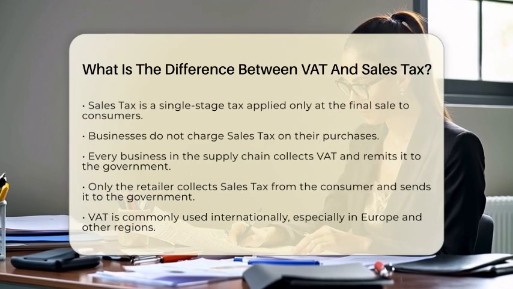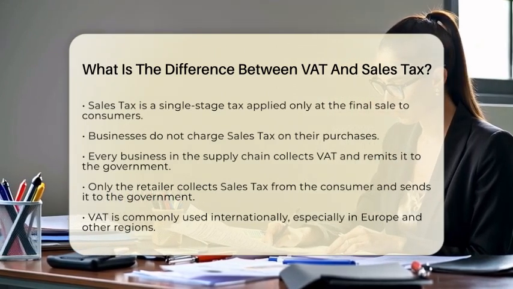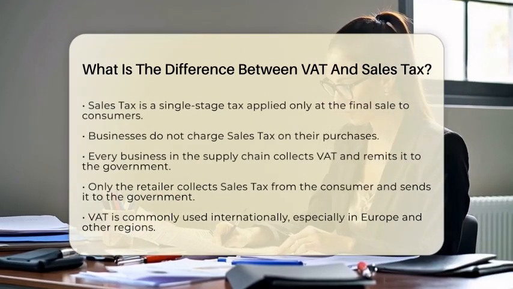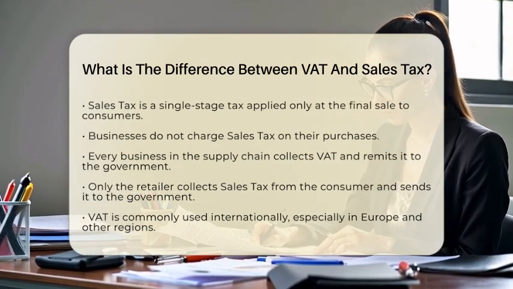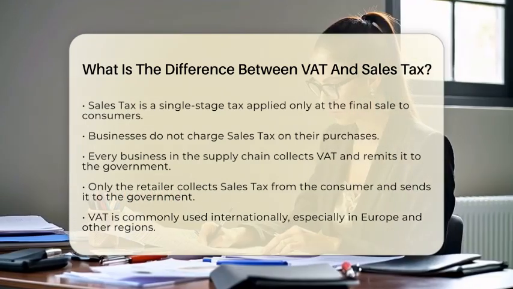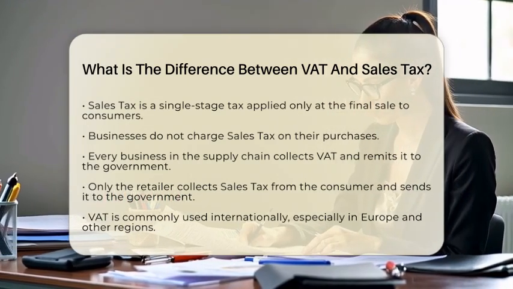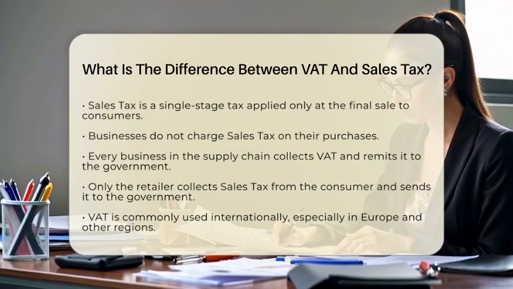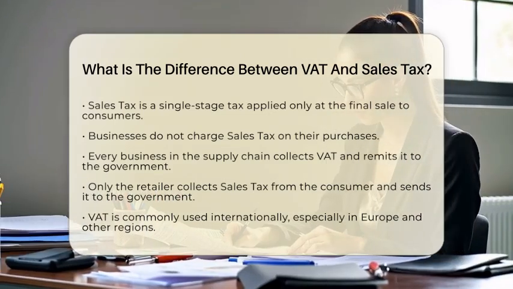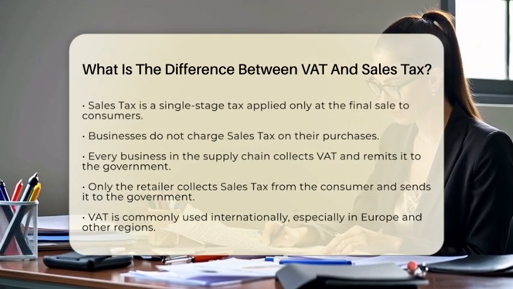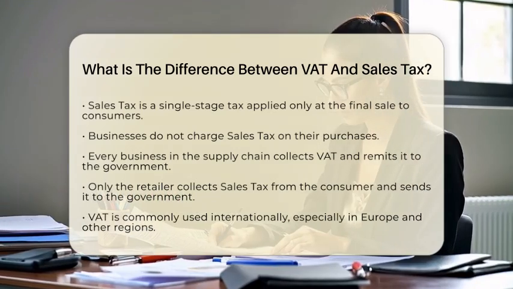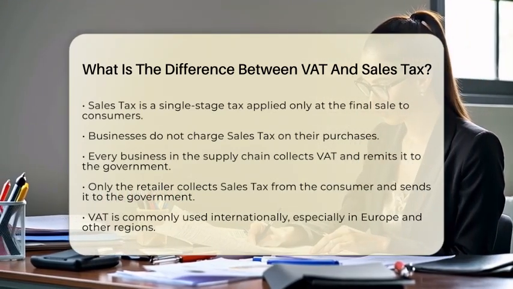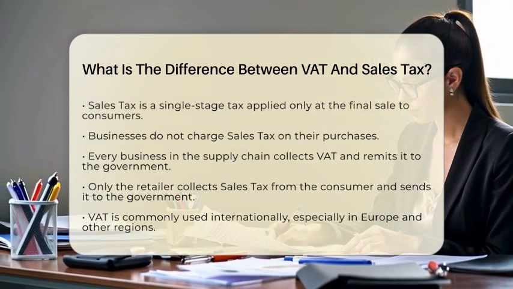Under value-added tax, every business in the supply chain collects the tax on its sales and sends it to the government. They can offset the value-added tax they paid on inputs. In contrast, with sales tax, only the retailer or final seller collects the tax from the consumer and sends it to the government. Geographical prevalence also plays a role in understanding these taxes.